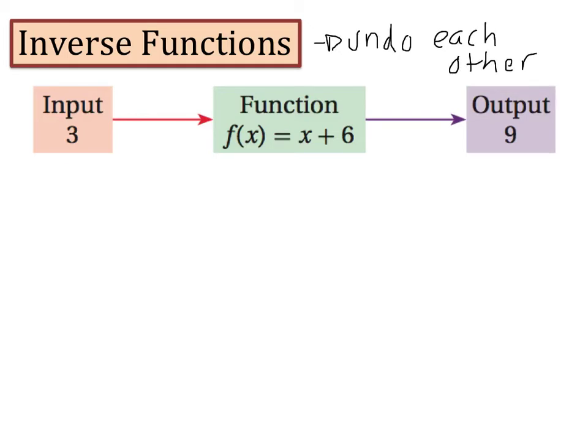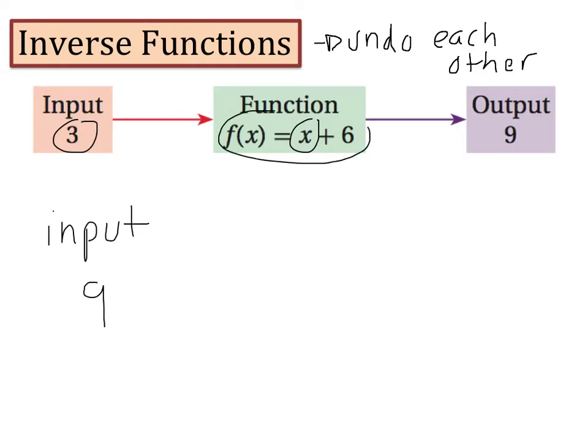So for example, if I have a function x plus 6 and I input the value of 3 in for x, I'll have 9. Now the inverse function would basically do this backwards. So instead of having an input of 3, I have an input of 9, and I put it into the inverse of this function. So if this function is some variable x plus 6, the inverse of that function will be x minus 6.